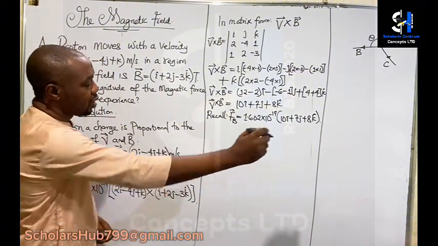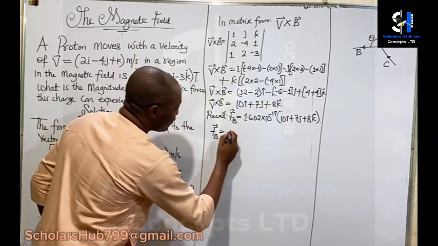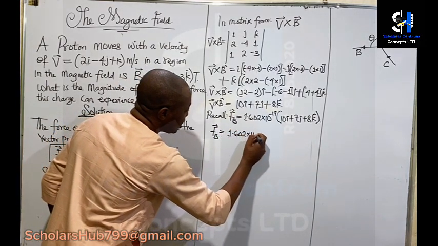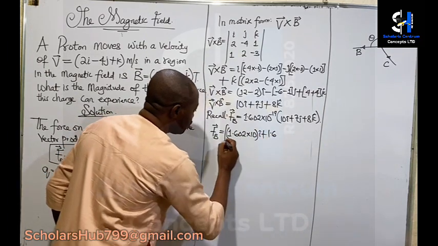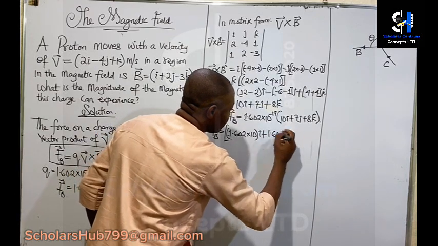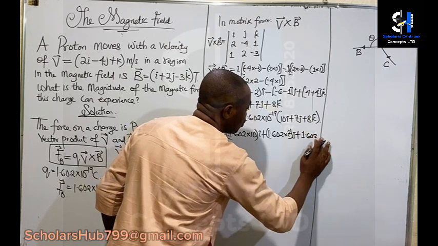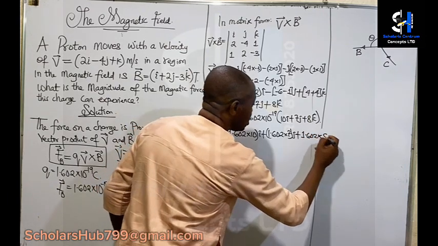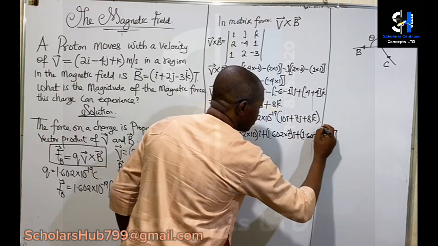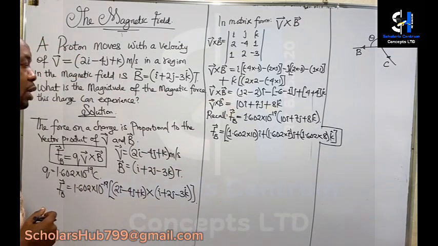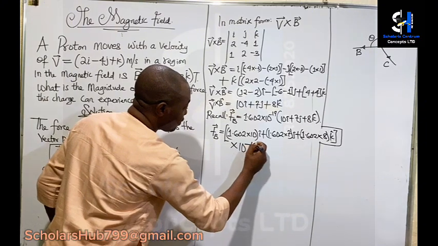So now what we need to do here, to calculate F, will be 1.602 times 10 I plus 1.602 times 7 J plus 1.602 times 8, and that will be K. So we close the parentheses. Now everything will be multiplied by 10 raised to the power of negative 19.